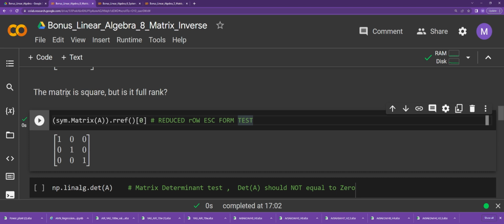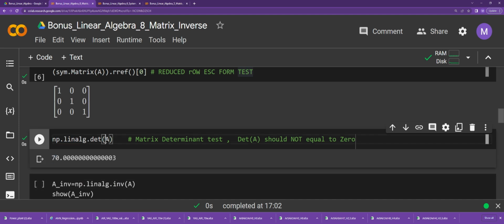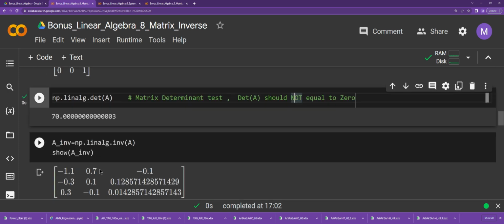Okay, so now that we know that it is a square 3 by 3 and it is full rank, because we performed the reduced row echelon form on it, and from lecture 7 with determinants, you remember if a matrix is not full rank, it will have a determinant of 0. So obviously we know that we won't get a 0, we are getting 70. So that's another way of testing whether the matrix is singular or whether it's full rank. So yes, this matrix is going to be invertible, and we do it with this function.